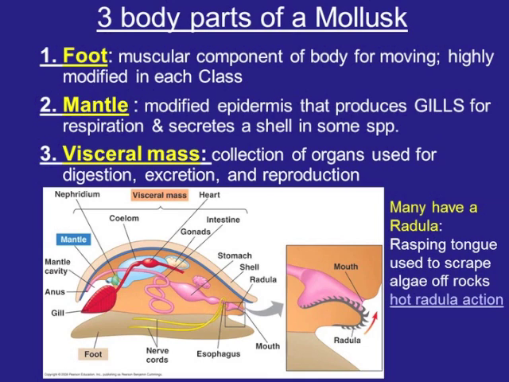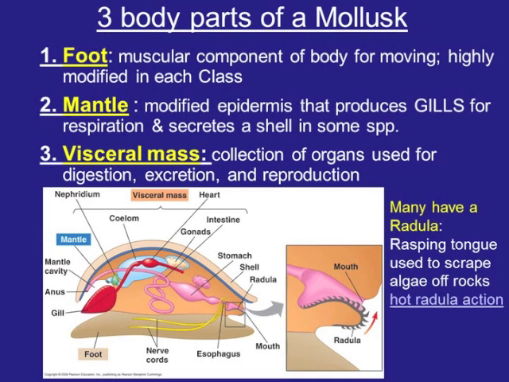Taking a look at the three body parts of a mollusk. One, we have a foot, a muscular component of the body for locomotion, and it's highly modified in each class. Two, we have a mantle. It's a modified epidermis that produces gills for respiration, and secretes a shell in some species. And then there's a visceral mass, a collection of organs used for digestion, excretion, and reproduction.